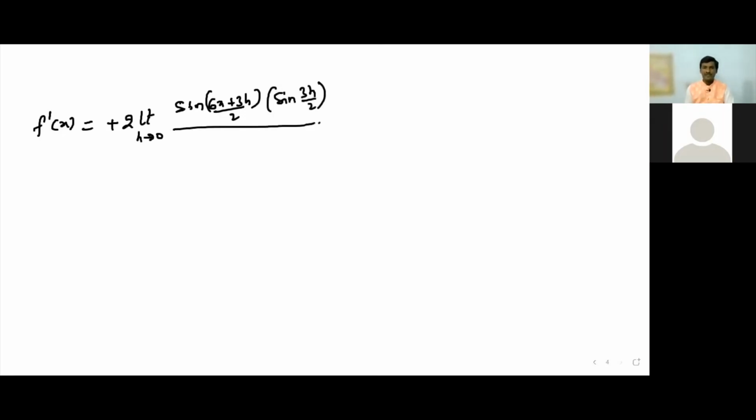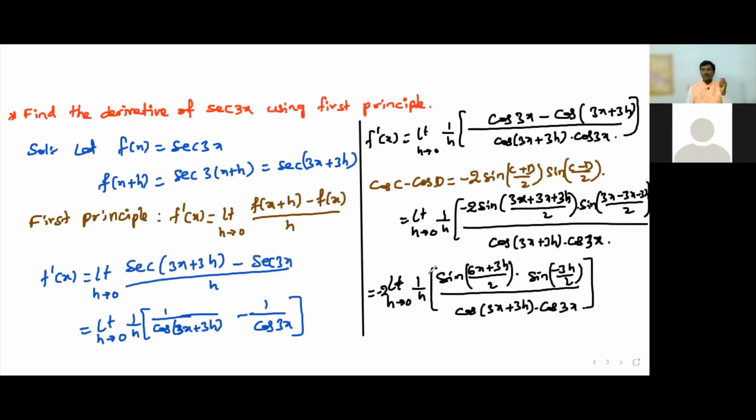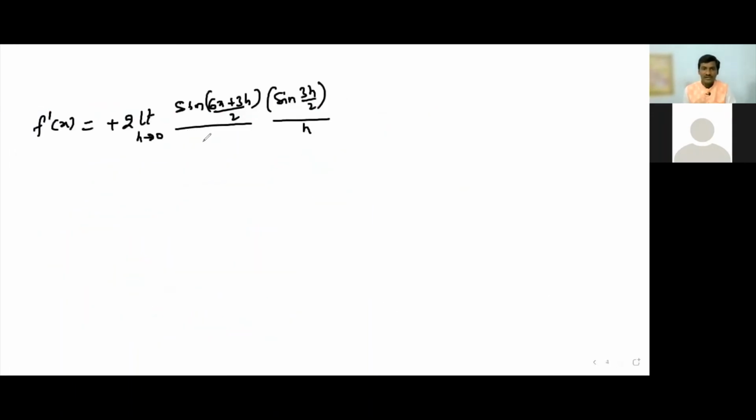One more thing, I am writing the divided by h. This 1 by h I am writing only for the sine of 3h by 2 term. Since they are in multiplication, we can write it so. Whatever terms we have in the denominator, I write them as cos of 3x plus 3h into cos 3x.